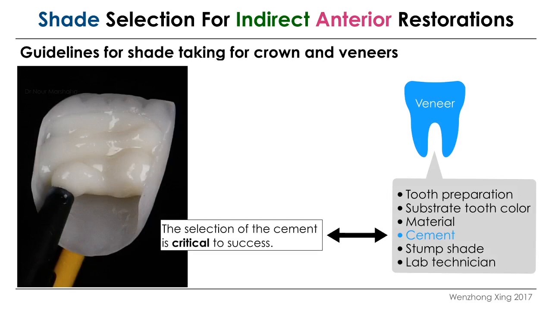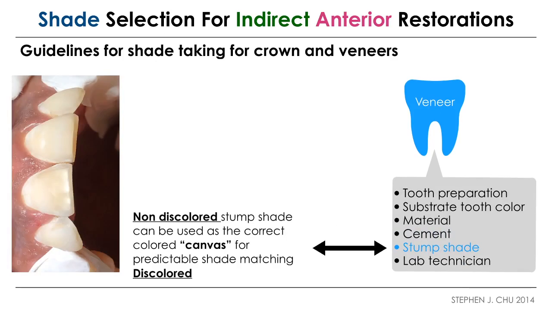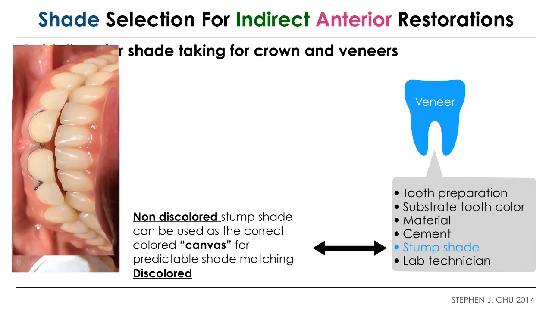So the selection of the cement is critical to success, and why? Because most of these restorations not only lack the retention and resistance of conventional restorations, but are also very thin, between 0.3 and 0.7 millimeter. So the cement is very critical. Okay, what about the stump shade? Why resin cement?